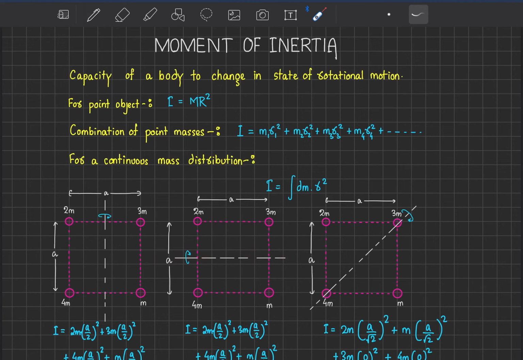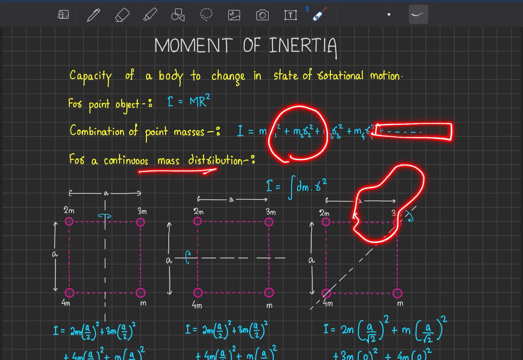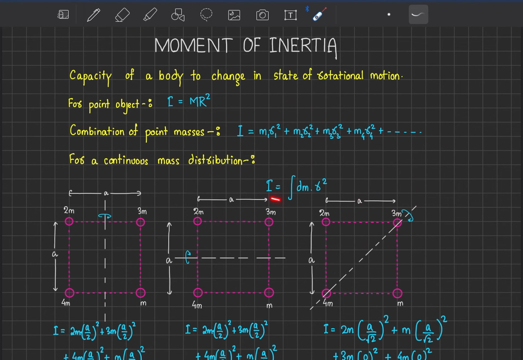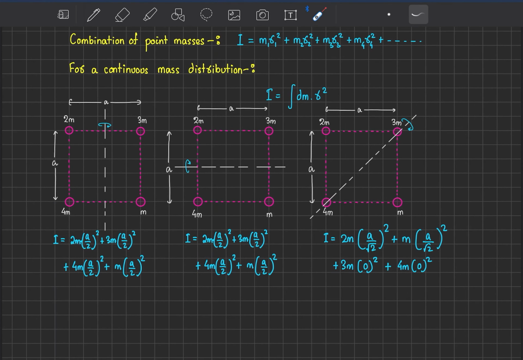Now, if we have a continuous mass distribution, like a disk or a rod like this or any random object like this, in that case we need to apply this formula, which is I equals integration of dm into r square. Now, let us see how to calculate moment of inertia. Here we have an example.